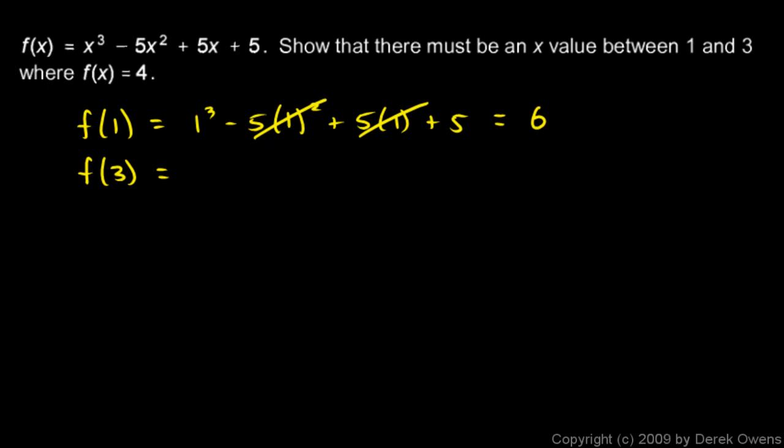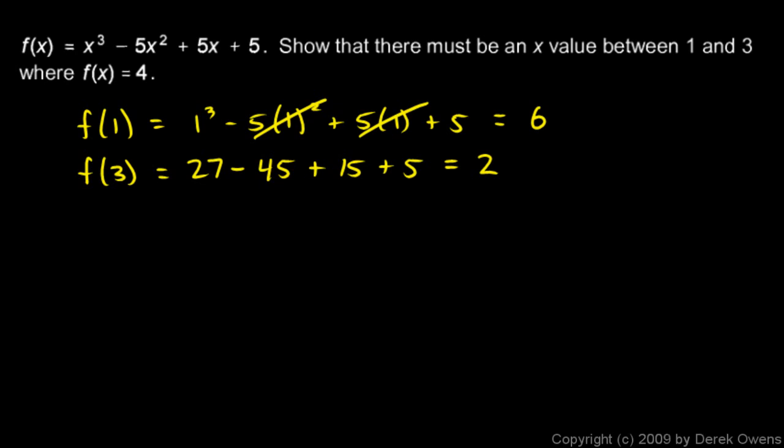And f of 3 is 3 cubed. I'll work this out as I go. 3 cubed is 8. Minus 5 times 3 squared, that's 5 times 9, that's 45. Plus 5x, that's 5 times 3 is 15. Plus 5. And whoops, there's a mistake there. This is f of 3. 3 cubed is not 8. That's not right. 3 cubed is 27. Let me fix that. Okay, that's correct now, and that works out to 2. So f of 3 is 2. So f of 1 is equal to 6, and f of 3 is equal to 2.